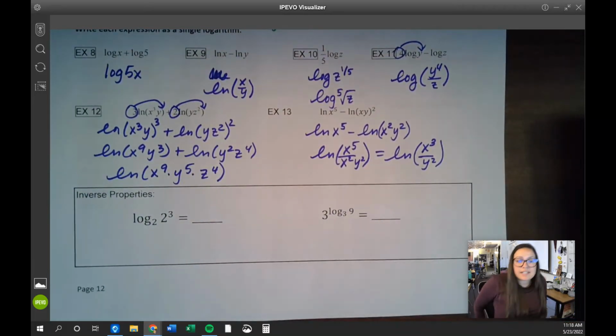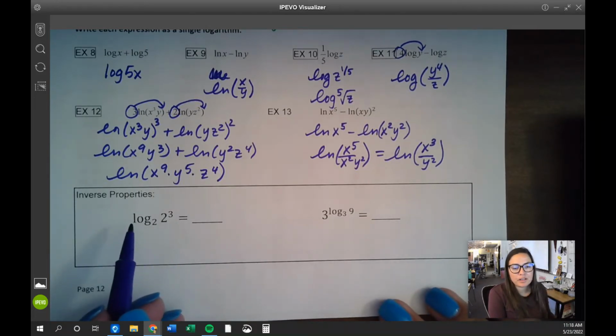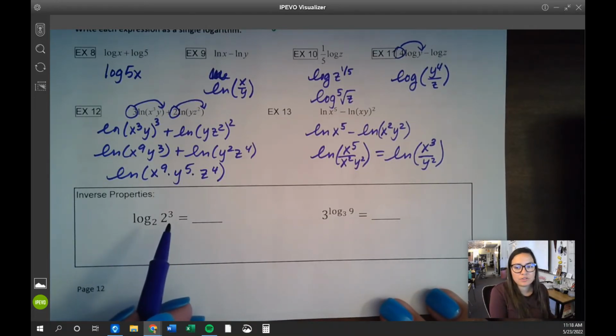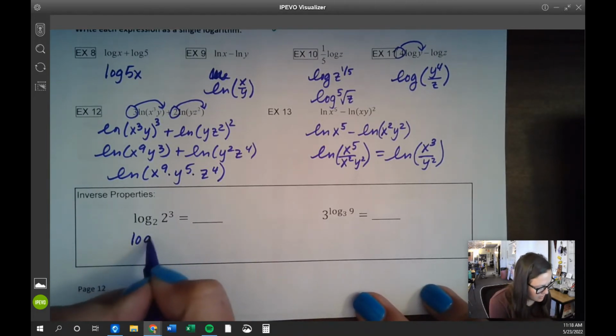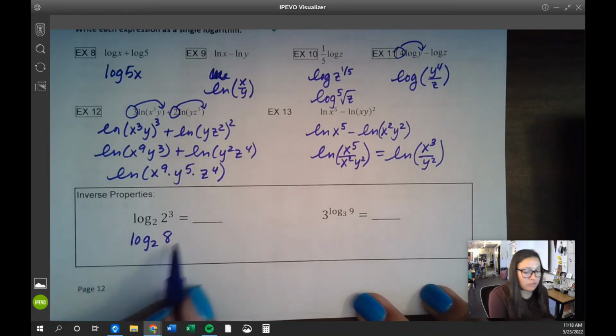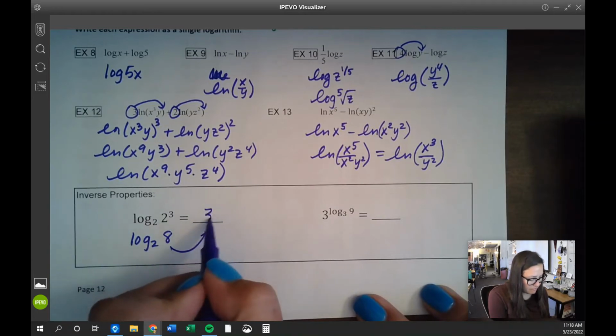All right, in the last lesson, we talked about how logs and powers are inverses of each other. So let's actually explore this a little bit more. So let's say I have log base 2 of 2 to the 3rd. Well, 2 to the 3rd is 8. And log base 2 of 8 means I'm looking for 2 to what power is 8? And the answer to that is 3.